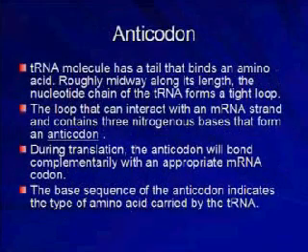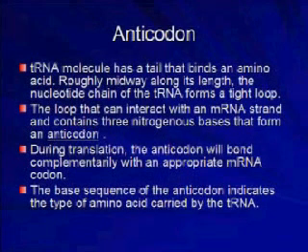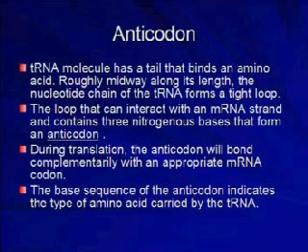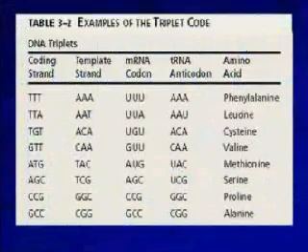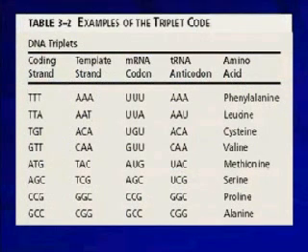A transfer RNA molecule has a tail that binds an amino acid. Roughly midway along the length of the nucleotide chain, transfer RNA forms a tight loop. The loop that can interact with the messenger RNA strand contains 3 nitrogenous bases that form an anticodon. During translation, the anticodon will bond complementarily with an appropriate messenger RNA codon. The base sequence of the anticodon indicates the type of amino acid carried by the transfer RNA. These are some examples of triplet codes.